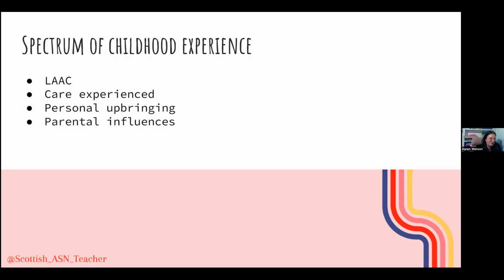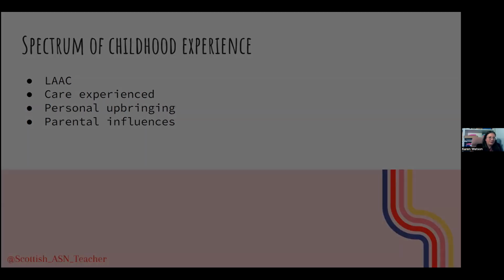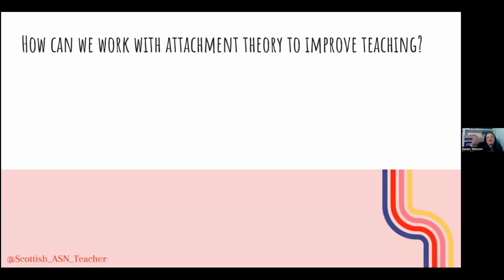So how can we work with attachment theory to improve teaching? I've tried to boil it down to two key things. Now, bear with me on the mindfulness. So emotional literacy, if you've heard me before, I'm not going to repeat myself because I do go on about it a lot, but we want to work on that positive relationship with a child. We want to be a positive figure in their life. We want to learn about them. We want to build trust. We want to build respect, and we want to build a relationship with them.